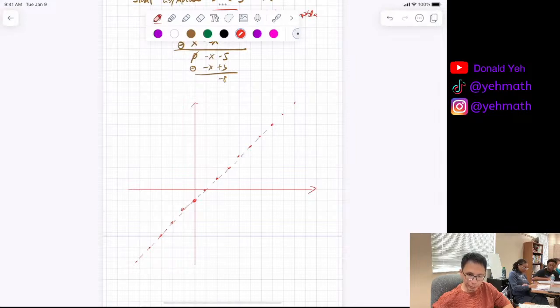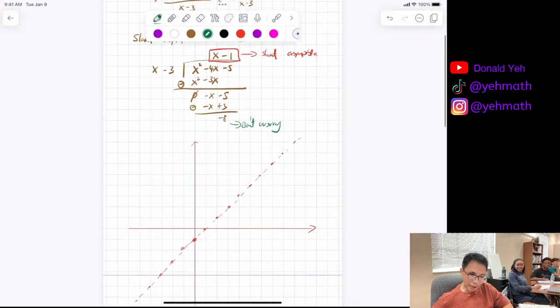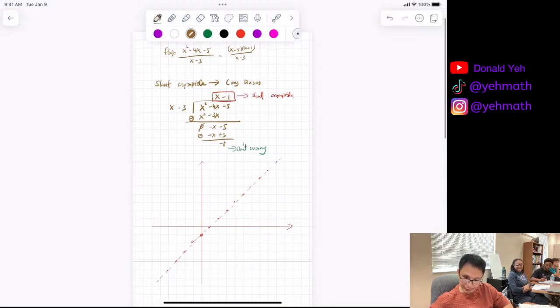So you don't need to worry about the remainder. A lot of people say, should I worry about this? Don't worry about it. If it's a slant asymptote, you just take the top divided by the bottom. And now you have a slant asymptote as well as a vertical asymptote. Where's the vertical asymptote at? 3. So we draw at 3.